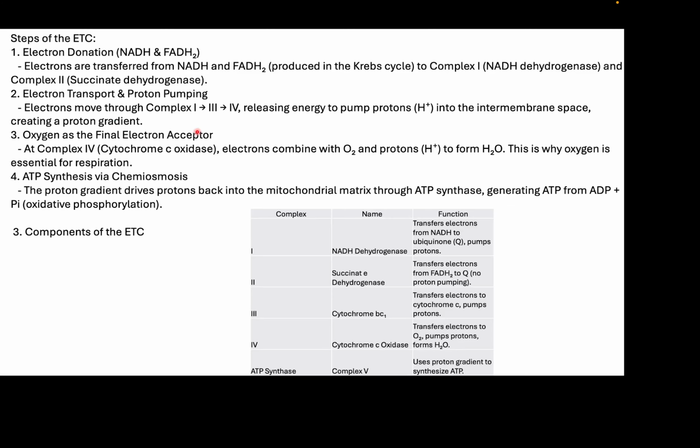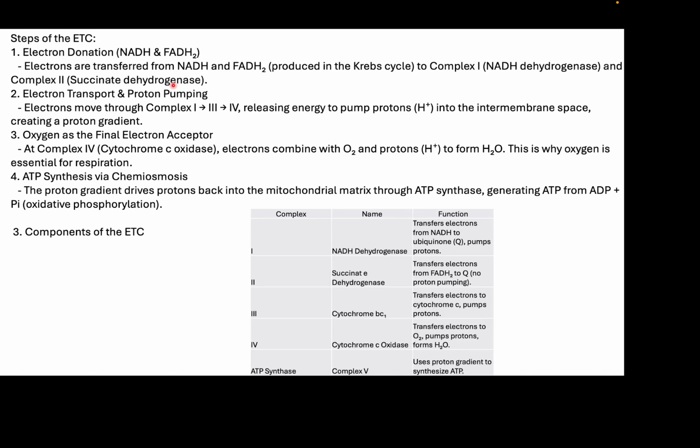So the first step is the donation of electrons from NADH and FADH2. Here the electrons are transferred from NADH and FADH2 produced in the Krebs cycle to complex 1, NADH dehydrogenase, and complex 2, succinate dehydrogenase. Basically, for electrons to be transferred from one enzyme to another, there has to be some small molecules which can carry them, get to these complexes, and then, due to the difference in the reduction potential, they'll be able to donate the electrons, right?